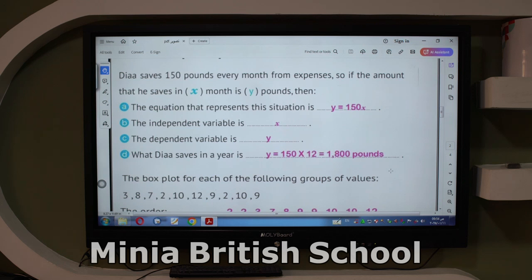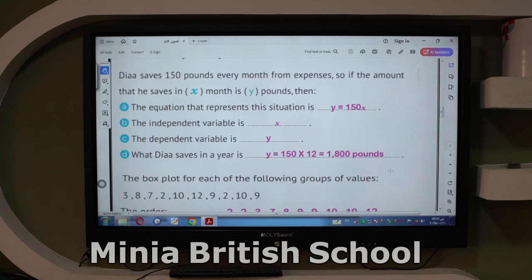X. Remember, independent inside, and input. Here inside letter X. Then the dependent outside, letter Y. Excellent. What does Dia save in a year?